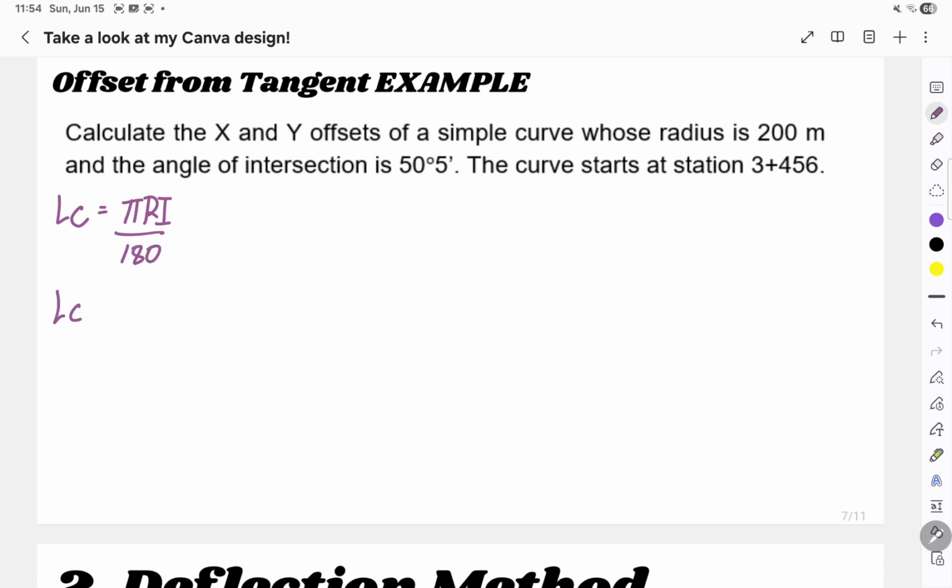So, bakit ba natin sinosolve si LC? Para ma-solve natin yung station PT natin. So, bakit natin kailangan isolve si station PT natin? Para malaman natin kung ilan yung full station na kailangan nating isolve. Okay, so LC is equal po siya sa pi times 200 times 50 degrees 5 minutes all over 180. So LC is equal to 174.82 meters.